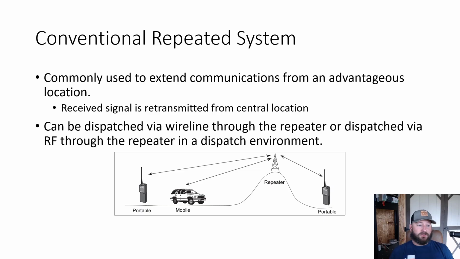One of the other things you can do with a conventional repeated system is you can dispatch it via a wire line through the repeater, so a direct connection to the transmitter of the repeater through an audio interface, essentially, or you can dispatch it via RF through another radio, what is commonly referred to as a control station, that is local to the dispatch center.